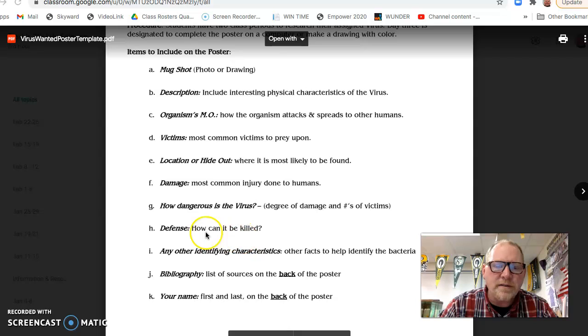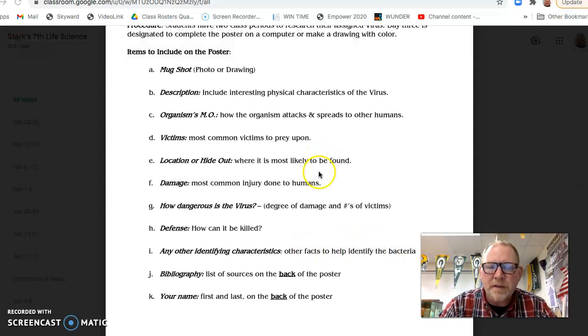What's the best defense? How can you kill it? How can you kill the bacteria using an antibiotic? What's your best defense against the virus? Do we have a vaccine for it? Those are the things that we're kind of looking for here. And are there any other identifying facts that help you identify the bacteria? Okay. So that's something else interesting about it.